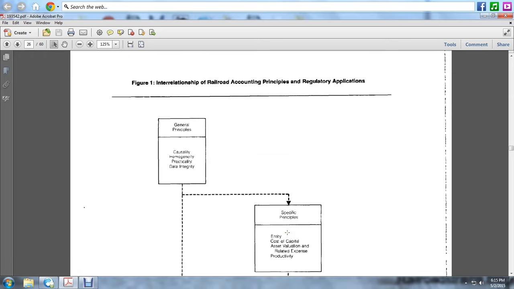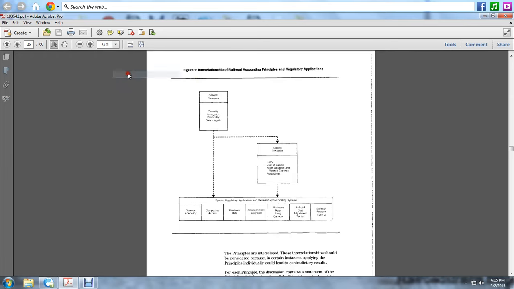This is Figure 1. I'm going to back out of it to 75%. You see the interrelationship of the Railroad Accounting Principles to regulatory applications. The general purpose principles, once again, are causality, homogeneity, practicality, and data integrity, and then it moves on to the specific principles on the right-hand side: the entity, cost of capital, asset valuation, related expenses, and productivity.